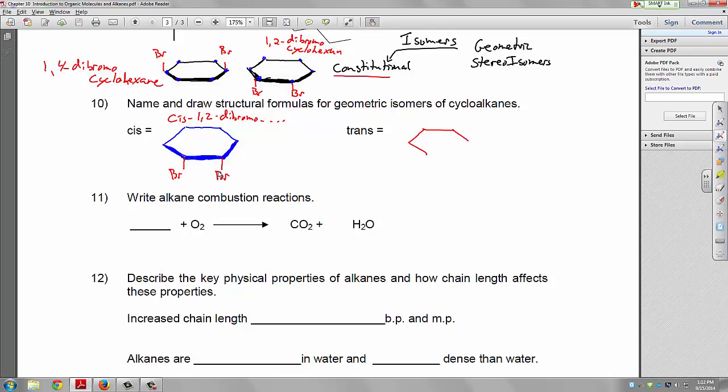So trans here, just for kicks, I'm going to put them in slightly different. This is still 1,2 because they're in adjacent carbons, 1,2 dibromo, but one's on the top and one's on the bottom. Hopefully that's obvious to you, but if not, I'll put the hydrogens in here. Right? So one's on the top side, one's on the bottom side. This is trans 1,2 dibromo. Notice there's still 1,2, so the order is the same. Dibromo cyclohexane.